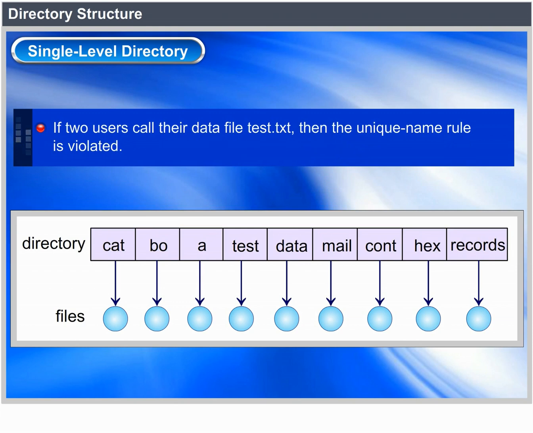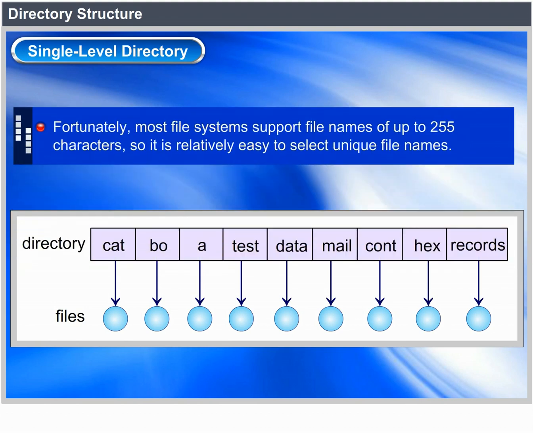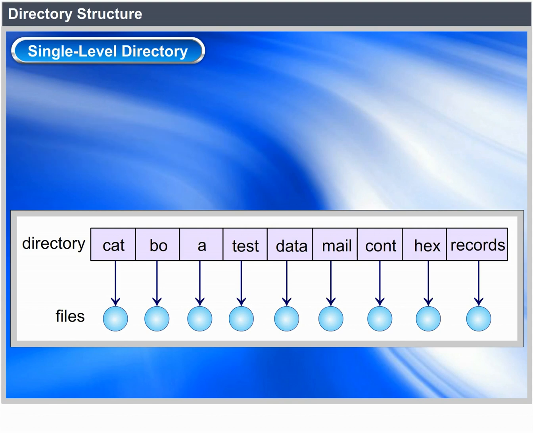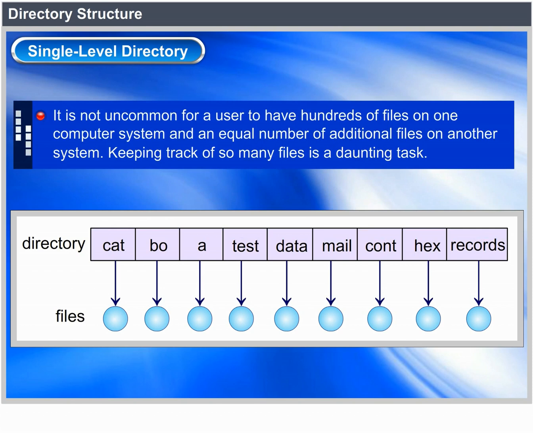For example, in one programming class, 23 students called the program for their second assignment prog2.c. Another 11 called it assign2.c. Fortunately, most file systems support file names of up to 255 characters, so it is relatively easy to select unique file names. Even a single user on a single-level directory may find it difficult to remember the names of all the files as the number of files increases. It is not uncommon for a user to have hundreds of files on one computer system and an equal number of additional files on another system. Keeping track of so many files is a daunting task.